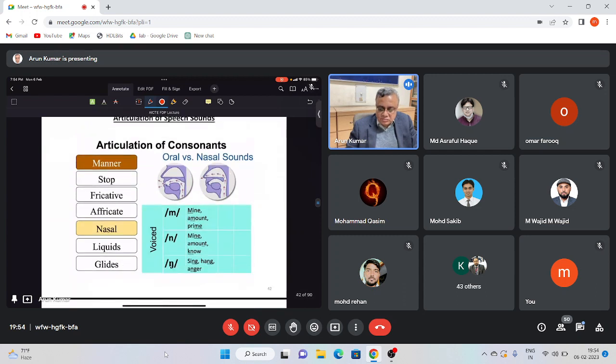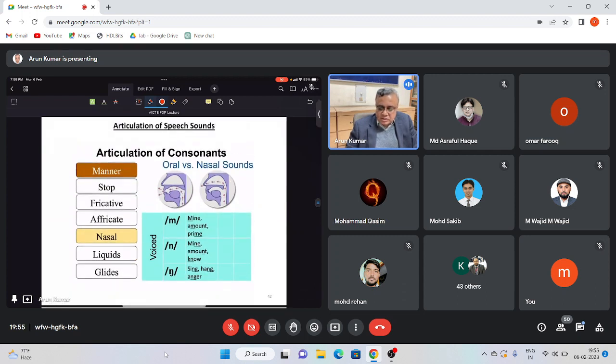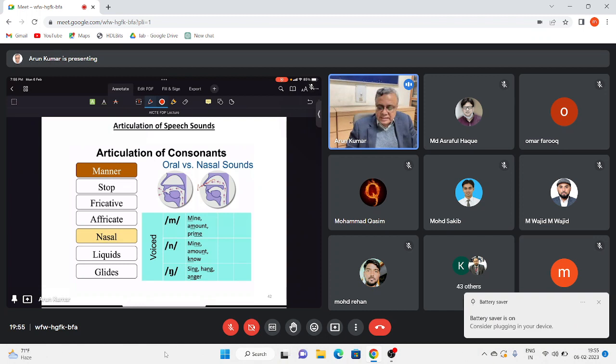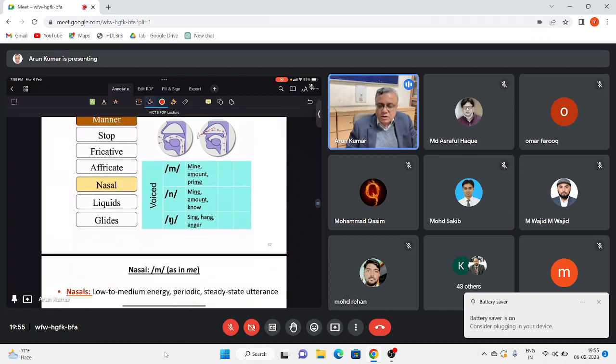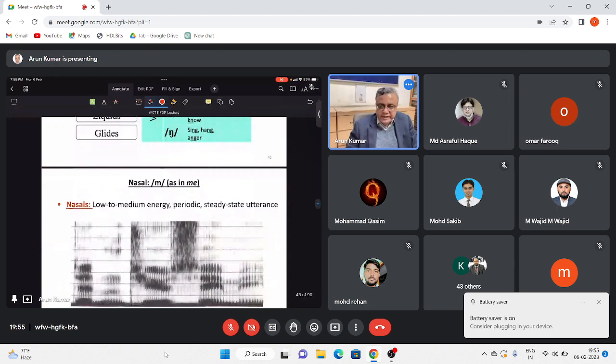Then you have nasal sounds. For nasal sounds, the vocal tract is closed and the air stream is radiated through the nostrils. In English, we have three nasal sounds, m, n, and the ng sound. Examples of words where these nasal sounds occur are shown in this table. Nasal sounds are also voiced sounds in the sense that when we articulate them, the vocal folds are vibrating.